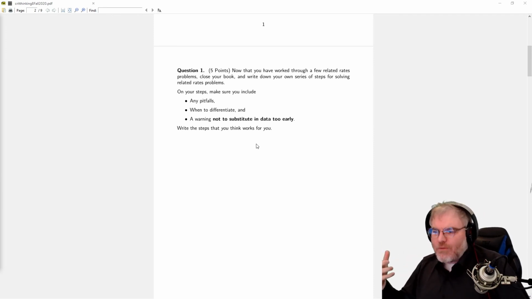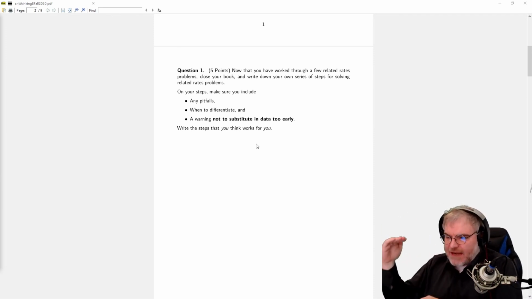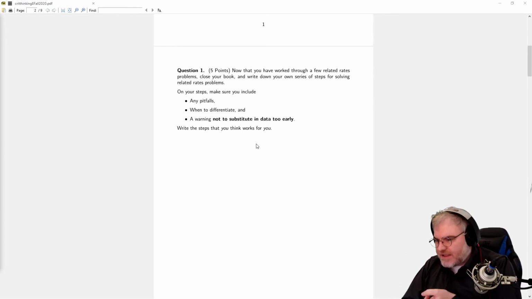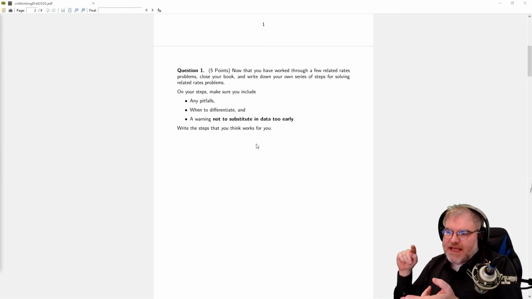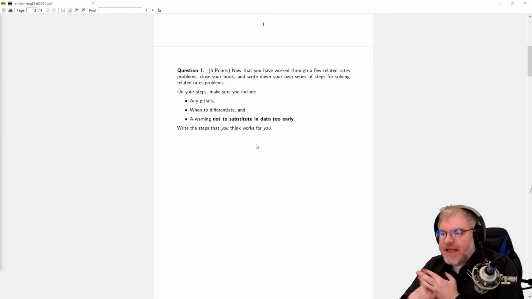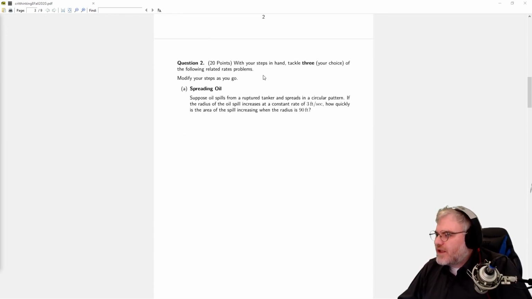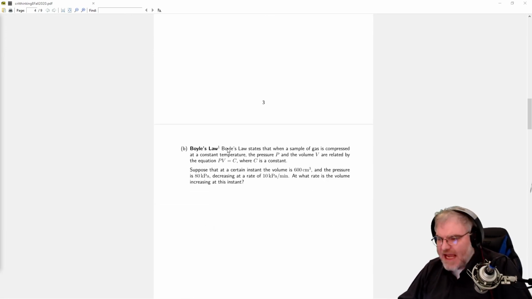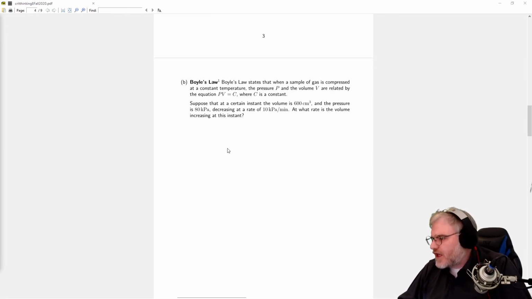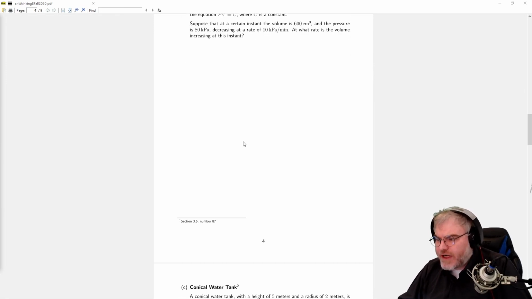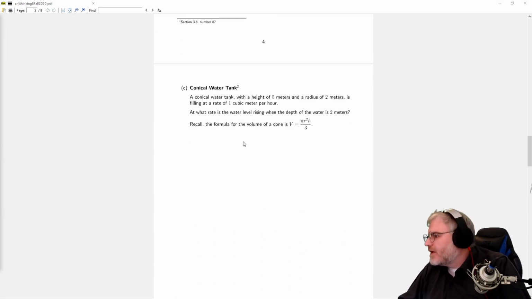So question 1 is going to ask you to list your steps. There were steps in the notes, steps in the book; pick a set of steps and list them. Then you need to do 3 of these 6 related rate problems. There's a nice little spreading oil one that I pulled off a test about 3 semesters ago. There's Boyle's Law. This one's in the book. This one was on WebAssign. I think we actually asked it 2 years ago or 5. I've been teaching too long.